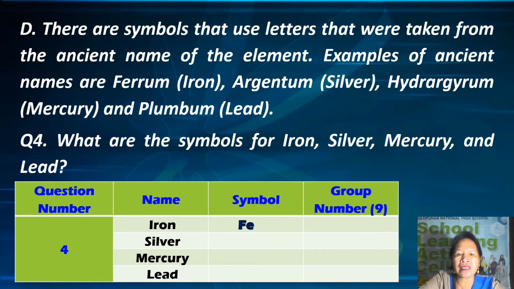Silver is Ag, from the Latin name or ancient name argentum. Hydrargyrum or mercury has the symbol Hg, taken from its Latin name hydrargyrum. And lastly, plumbum or lead has the symbol Pb, which comes from the Latin or ancient name plumbum.